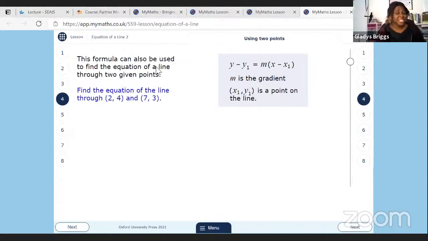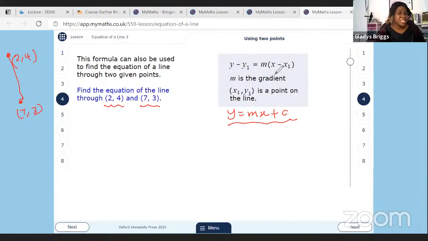So we can also use the same formula to work out the equation of a line to put it in the format y is equal to mx plus c, yeah? If we have just the 2 points, A and point B, this one is 2,4, and this one is 7,3, yeah? If we have those 2 points, we can work out the equation of the line. We can put it in the format y is equal to mx plus c using this formula, yeah? So let's have a look at how we do that.